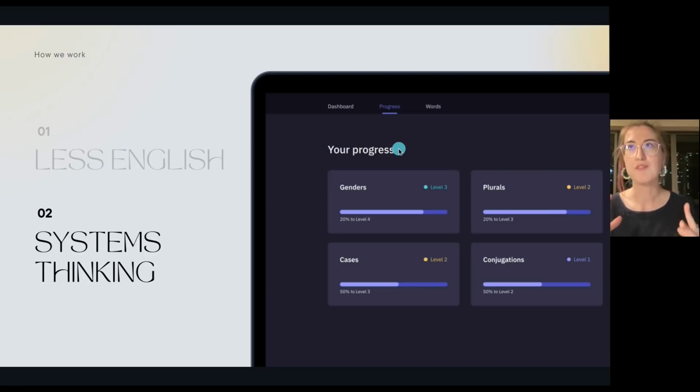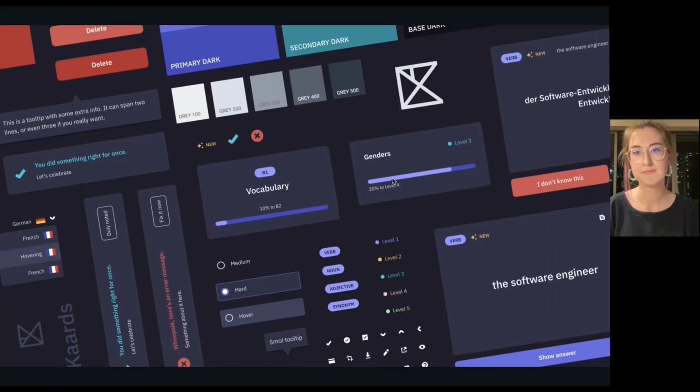The second thing that I'm going to focus a lot on is systems thinking. This is something that comes from tech or product design, which I believe can actually be applied to language learning. So let me show you how I use systems thinking first to build this language learning app that I'm making. Here's a quick overview of our design system, and I'll go into detail about how this was built.